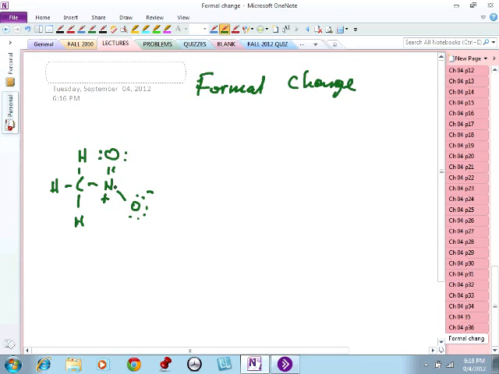In this case, if you take a look at nitrogen, does nitrogen obey the octet rule? Yes, it does obey the octet rule. But it does not obey the valence rule. It's violating the valence rule. It has a valence of 4, according to here. So therefore, we must place a charge on nitrogen.